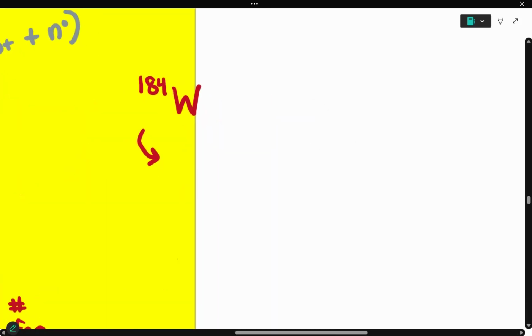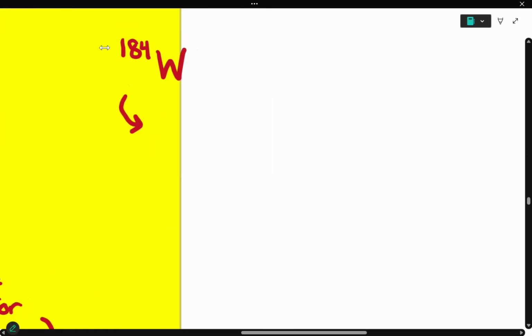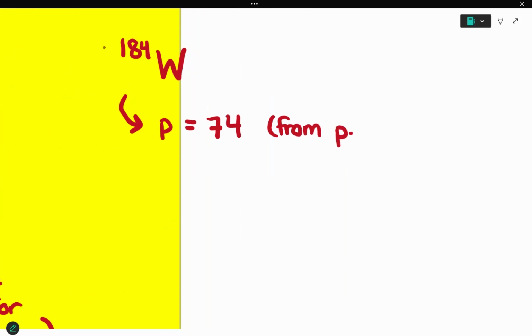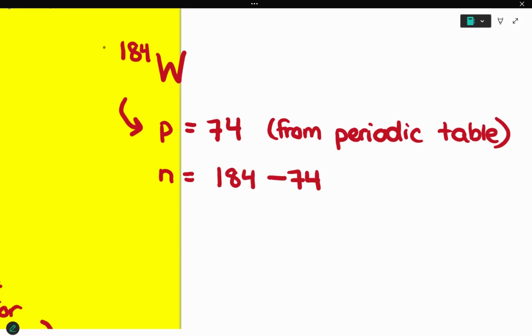So while you're attempting the AP style question right after this with the mass spectrum, I'm just going to fill this in. So tungsten has 74 protons, right? So remember, this is from the periodic table. And since we have a mass number of 184, that means the number of neutrons needs to be 184 minus 74, which gives us a total of 110 neutrons.